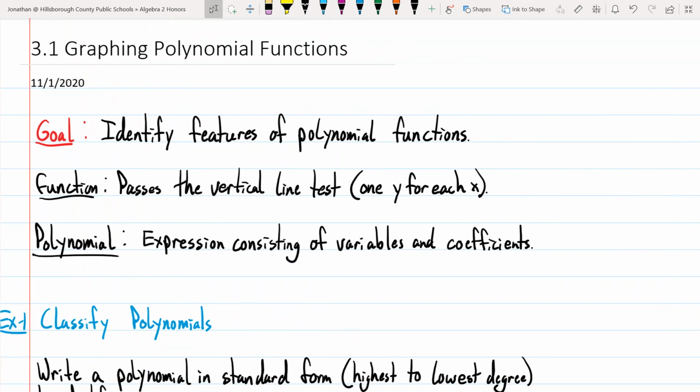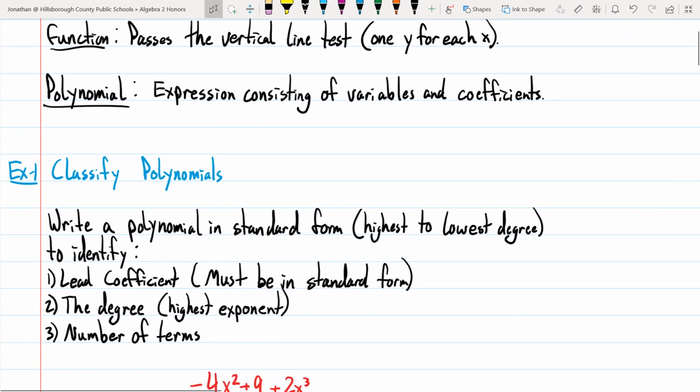Alrighty, happy Monday, everyone. This is 3.1 Graphing Polynomial Functions. Our goal is to identify features of polynomial functions. A function is something that passes the vertical line test, where there's one y value for each x. Polynomials are just expressions consisting of variables and coefficients. So let's just start this off.